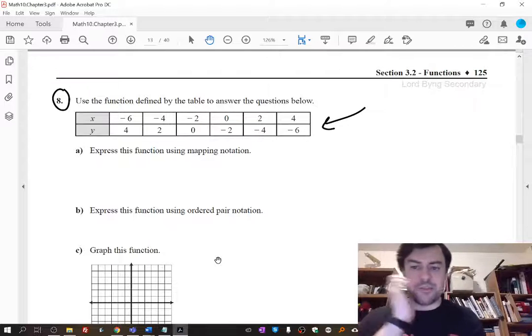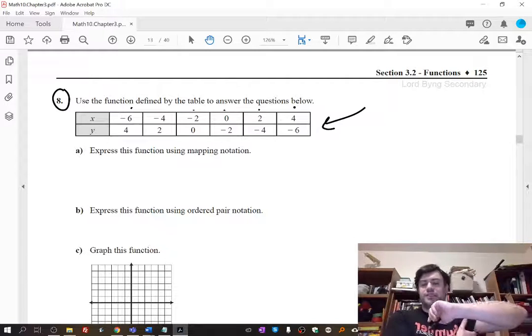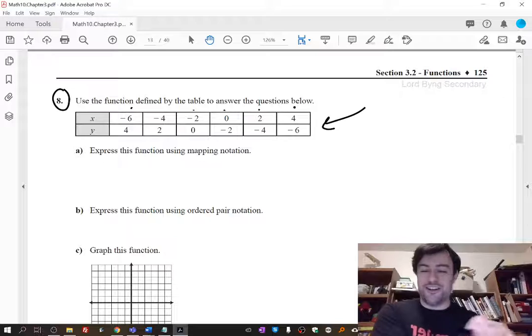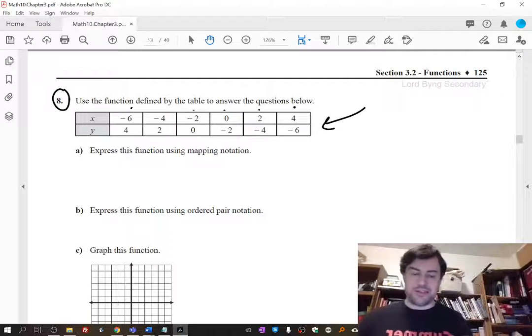There's going to be 1, 2, 3, 4, 5, 6 ordered pairs here. So that's no joke. That's kind of a long set of things to do, but they're actually pretty easy to do. Let's just go through it.